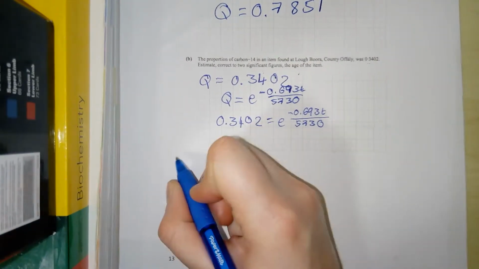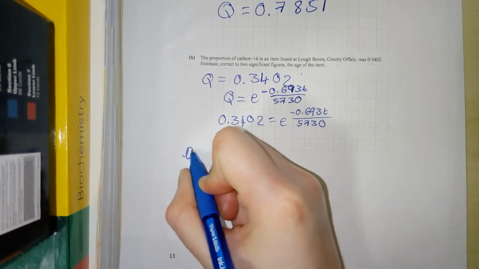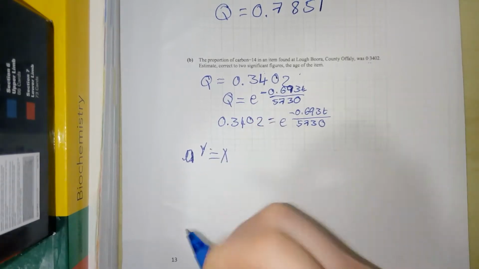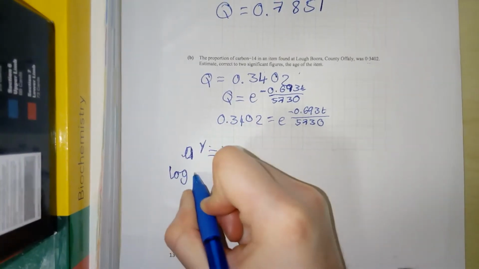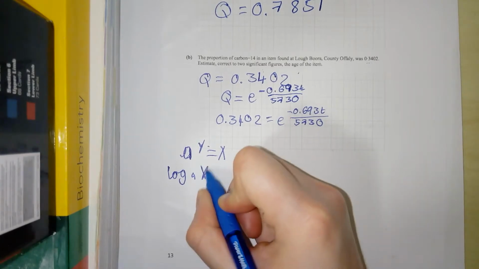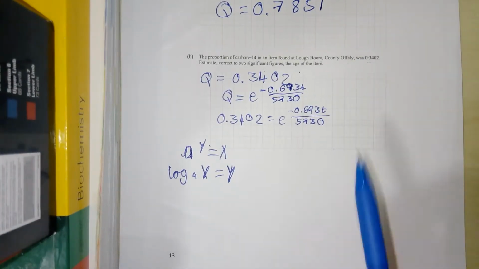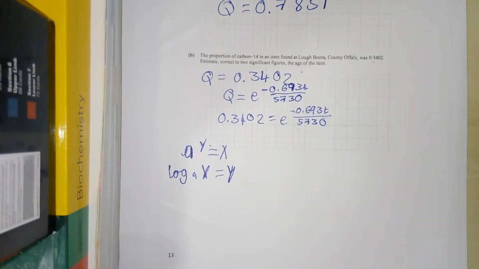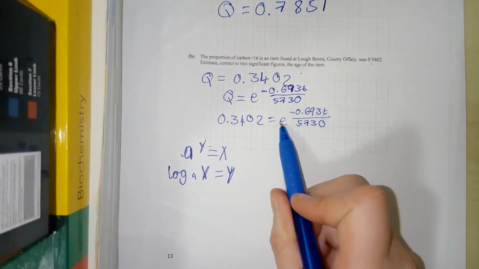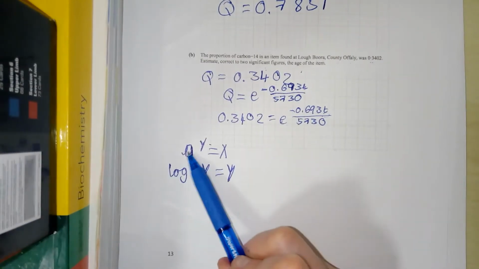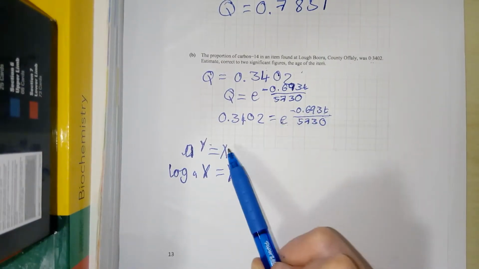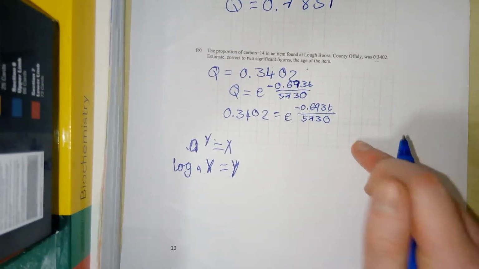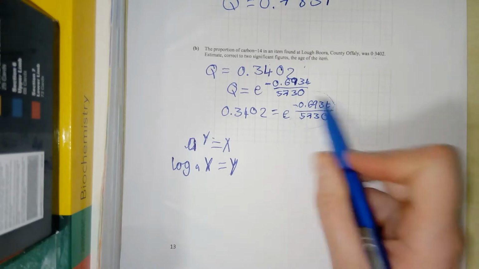When we have something A to the power of Y and that's equal to X, we can write that as log base A of X is equal to Y. Here, because the T is in our power, we can't figure out what the T is as it is, but we can write this as a log. In this case, the A would be e, the Y is this, and the X is this. So we can rearrange that so we have T.